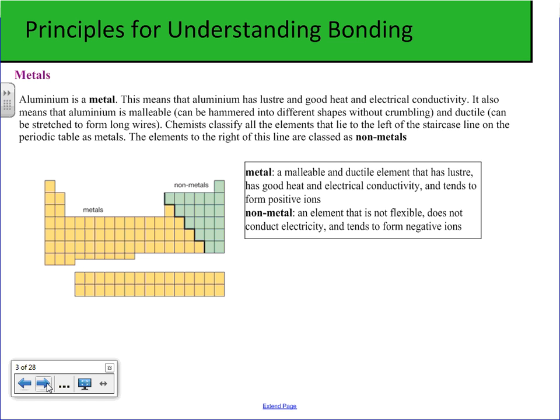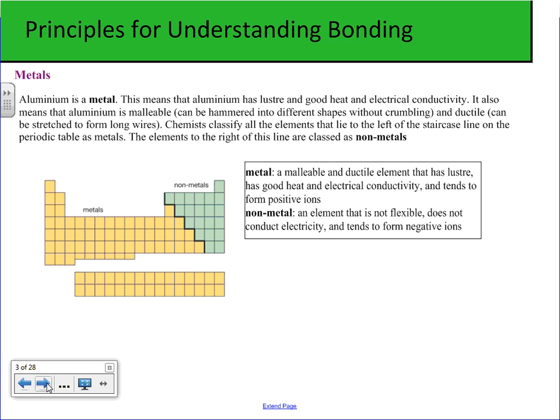So metals. Aluminum is a metal. This means that aluminum has luster and good heat and electrical conductivity. It also means that aluminum is malleable, which means it can be hammered into different shapes without crumbling, and ductile, meaning that it can be stretched to form long wires.